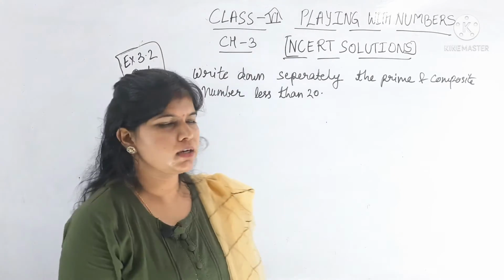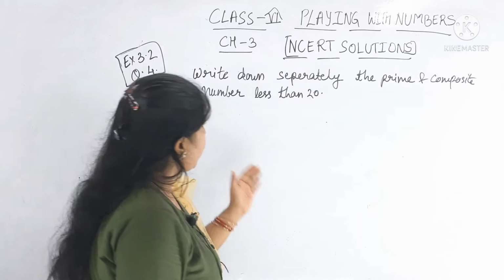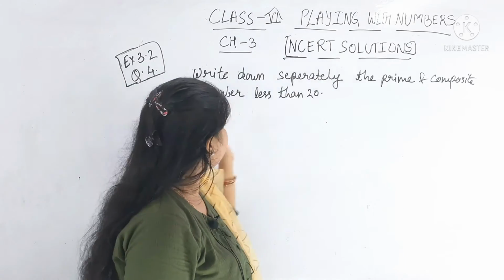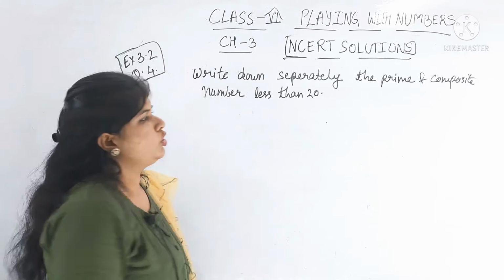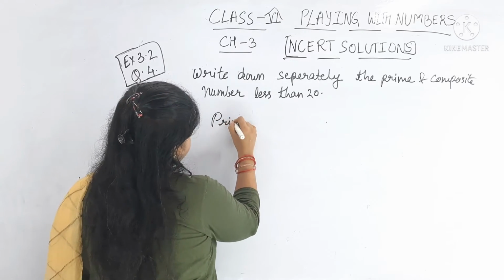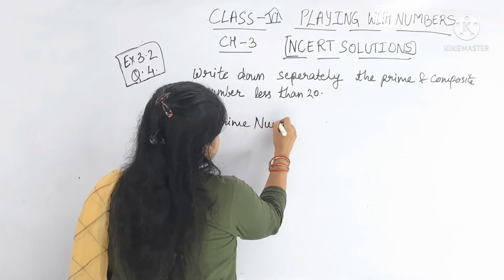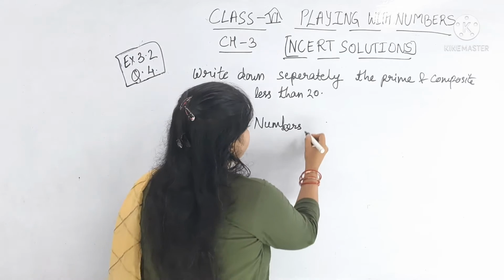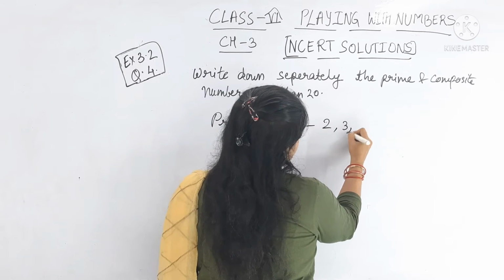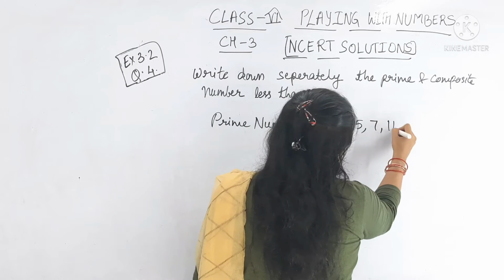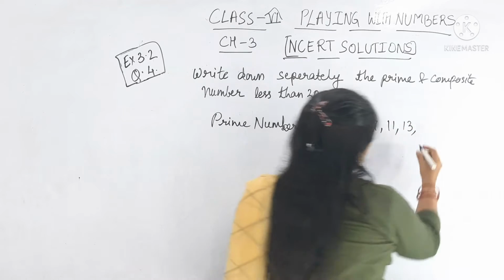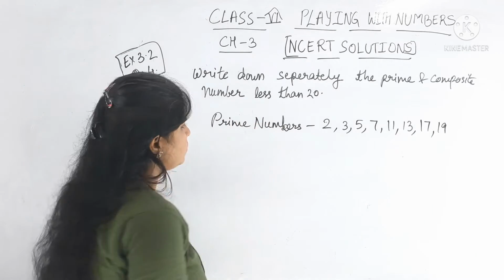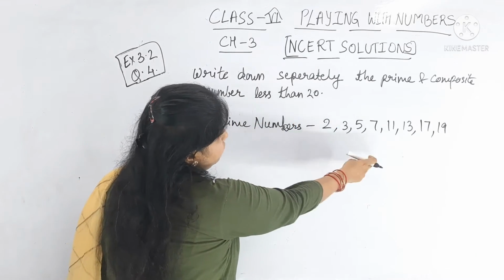Okay students, let's come to question number 4. You have to write down separately the prime and composite numbers less than 20. So we know that a prime number has only two factors, 1 and the number itself. So 2, 3, 5, 7, 11, 13, 17 and 19 are the prime numbers less than 20.